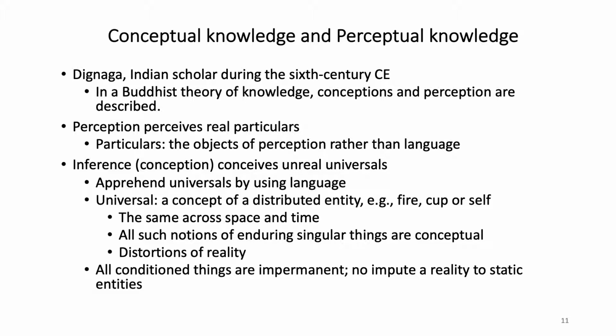Particulars are the objects of perception rather than linguistic entities or objects of thought that are the domain of inference. In contrast to the particulars that constitute perceptual content, inferences apprehend universals because when we use concept and language, we necessarily think and speak in terms of general universal properties. A universal is a concept of a distributed entity, for example, fire, cup, or self. It is a class of things that is held to be the same across space and time.